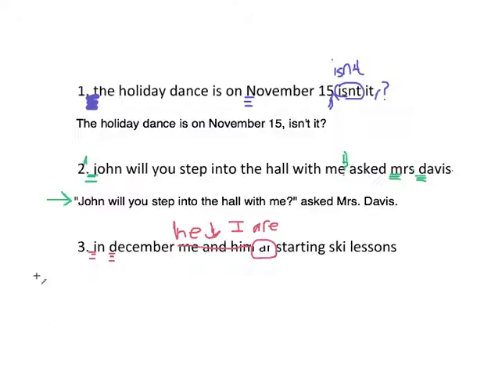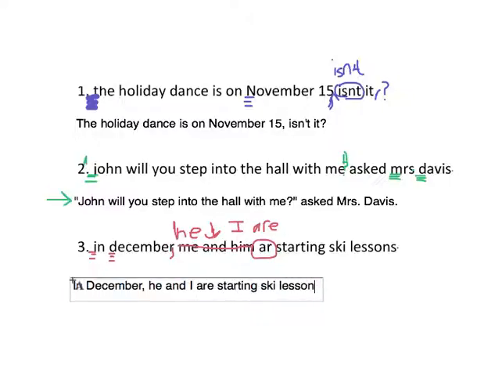The last thing is I need to look at punctuation. So in my sentence, in December, he and I are starting ski lessons. I stop after December because it's two different parts of my sentence. So I'm going to put a comma there. And then at the end, I need to put a period because it's a statement. I'm telling you something. So now I can go ahead and type up my corrected sentence with the edits that I've made. In December, he and I are starting ski lessons.